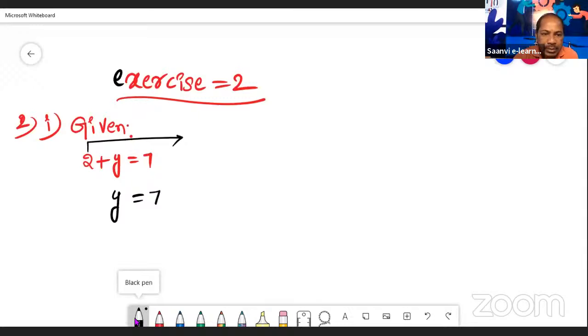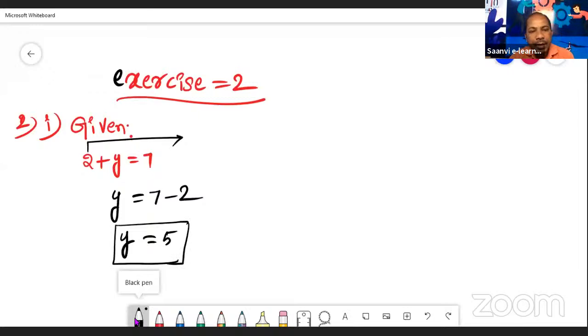Now here plus 2 is there. Now this plus 2 sent this side becomes minus 2. Yesterday we discussed plus quantity becomes minus quantity. While transposing terms from LHS to RHS, plus quantity becomes minus quantity. So here plus 2 is there, so when we send this side, it will become minus 2, right? Now y is equal to 7 minus 2, how much? 5, isn't it? So we got the y value.